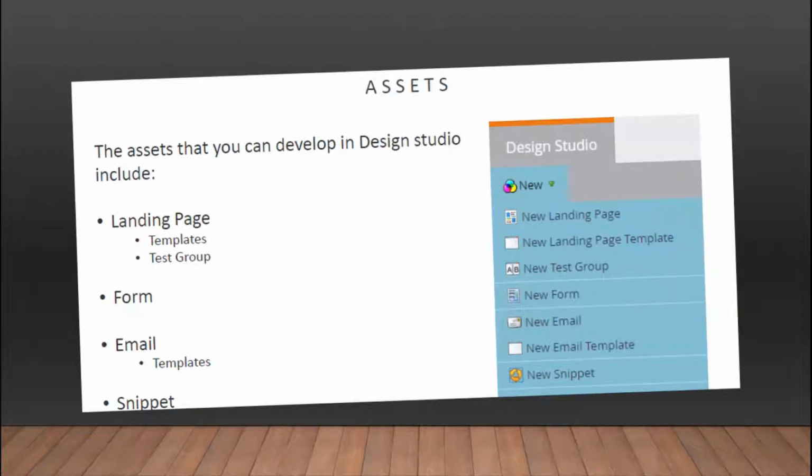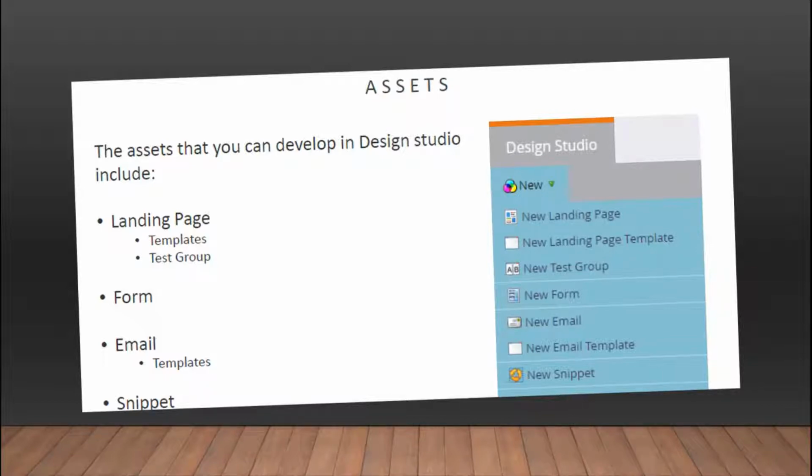Let's move forward. When we talk about Marketo, the first basic thing you have to understand is what assets are. Assets are what you can develop in Design Studio. There are multiple types of assets, as you can see on the left and right side: landing pages, templates, test groups, forms, emails, and snippets. We will go one by one through all of these. Today's agenda will be focused on landing pages and their test groups.